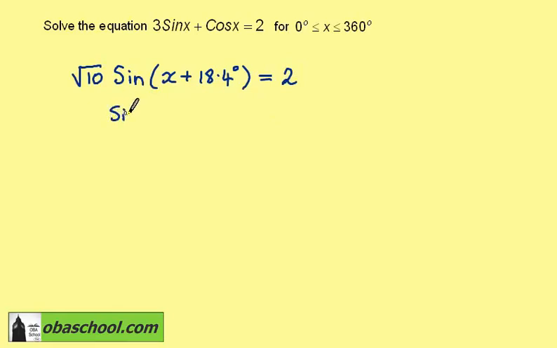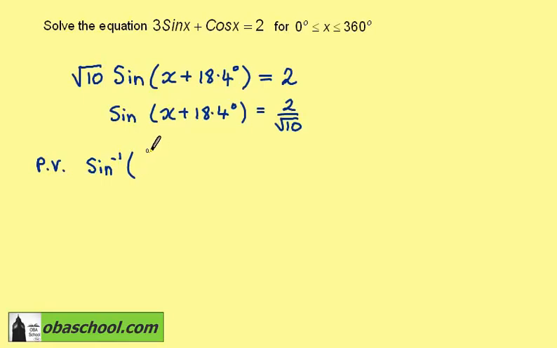Dividing both sides by root 10 gives us the sine of x plus 18.4 degrees is equal to 2 divided by root 10. The principal value then is going to be the inverse sine of 2 divided by root 10, which is 39.2 degrees, to 3 significant figures.